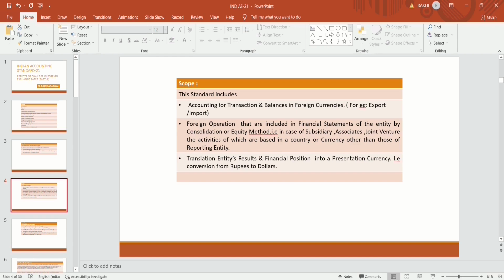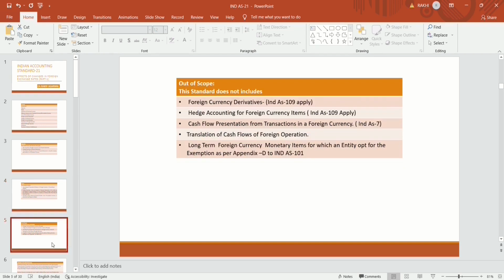So this standard deals with foreign currency transactions, foreign operations, and translation of an entity's results and financial position. If the financial statements are there, how will they be converted into the presentation currency for the purpose of investors, for the purpose of consolidation, and if required by any law, then they will be presented in that presentation currency. That is conversion of INR into dollars. So the standard generally deals with this type of transactions.